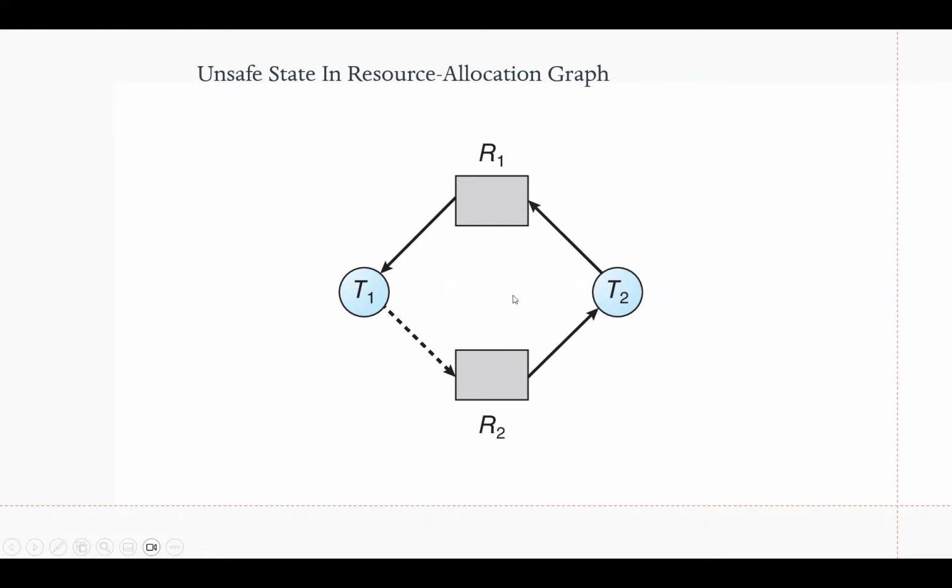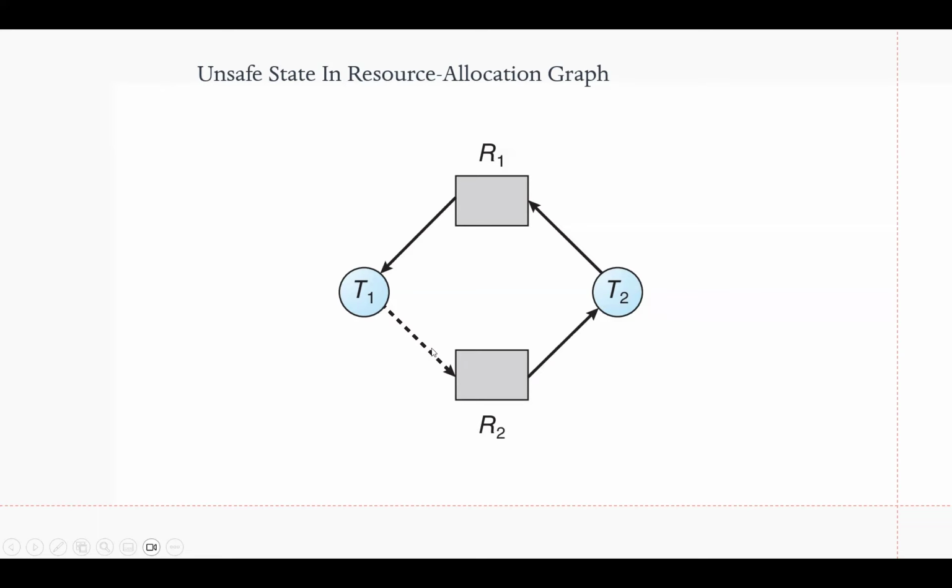For an unsafe state, there are chances of deadlock. If the system is in the safe state, it is completely safe. If the system is in the unsafe state, the system may lead to deadlock. Why is this resource allocation graph in the unsafe state? Because you can see that this edge, which in the previous slide was a claim edge, has now been converted into an assignment edge. Resource R2 gets assigned to the process T2.